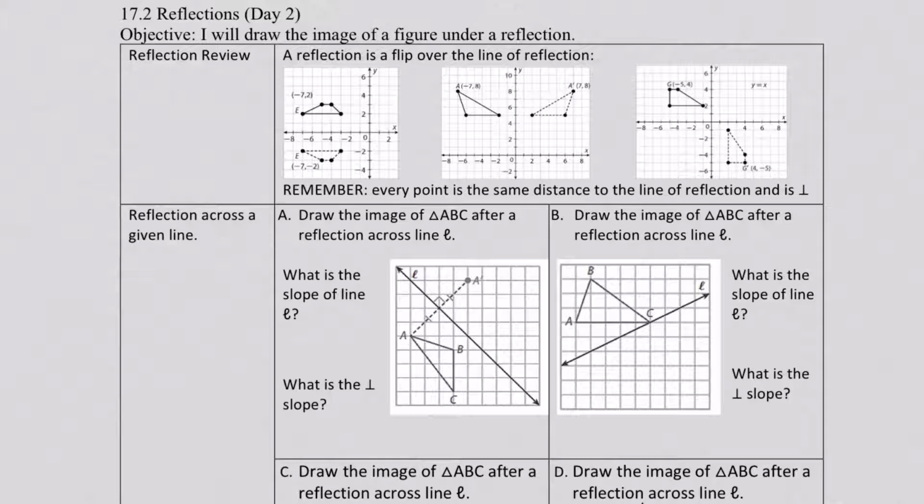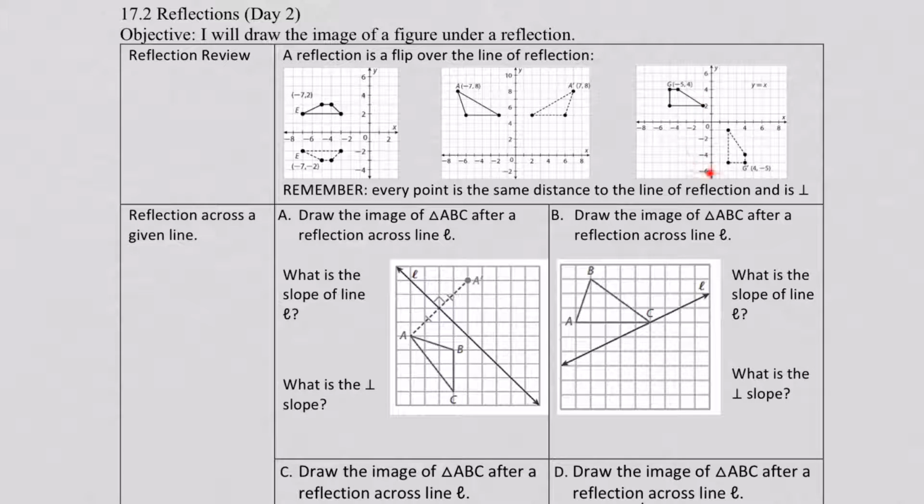If you look at the second picture here, you can just pick these 2 points and see the midpoint is right here, right on the y-axis. If you pick A and A prime, you could see that the midpoint is right here on the y-axis. So the line of reflection is the y-axis.